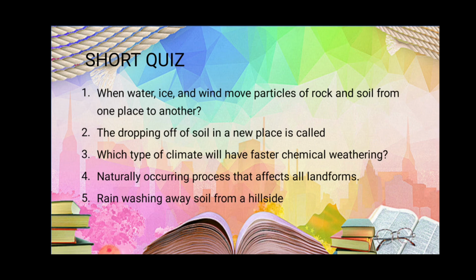Number one, when water, ice, and wind move particles of rock and soil from one place to another, it's called erosion. Number two, the dropping off of soil in a new place, it's called, very good, sediment. Which type of climate will have faster chemical weathering? Yes, excellent, it's hot and wet. A naturally occurring process that affects all landforms, excellent, it's called soil erosion. The last one, rain washing away soil from a hillside. Yes, very good, it's called erosion.